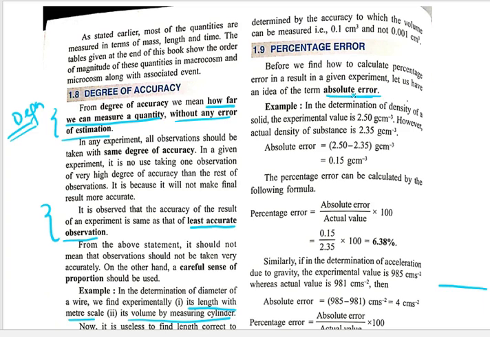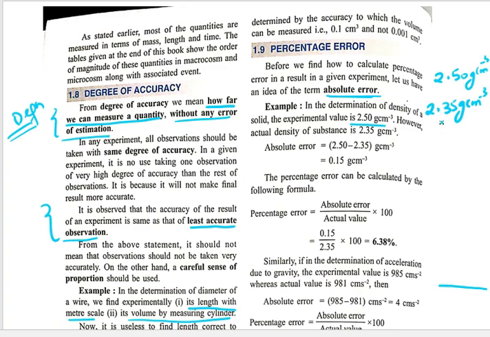In the determination of density of a solid, our experiment is to determine the density of a solid and the experimental value is, suppose after experimenting, 2.50 gram per centimeter cube. However, the actual density, this is the experimental value. So after doing the experiment we have got 2.50 gram per centimeter cube, but the actual value is 2.35 gram per centimeter cube. Okay, so what will be the absolute error?